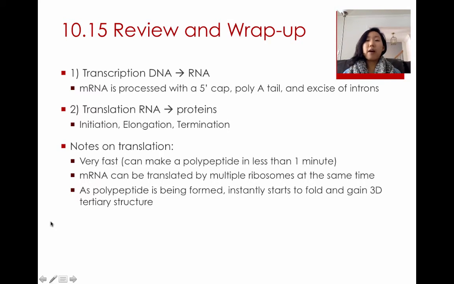This process is very fast, and even though it sounds kind of complicated, this whole thing happens to make a whole polypeptide in less than a minute. Also note that one mRNA can be translated by multiple ribosomes at the same time. You could think of it as a long ribbon of information and a bunch of little ribosome hamburgers on the same chain as the mRNA just keeps shifting through. This allows the cell to make multiple proteins of the same type very fast.